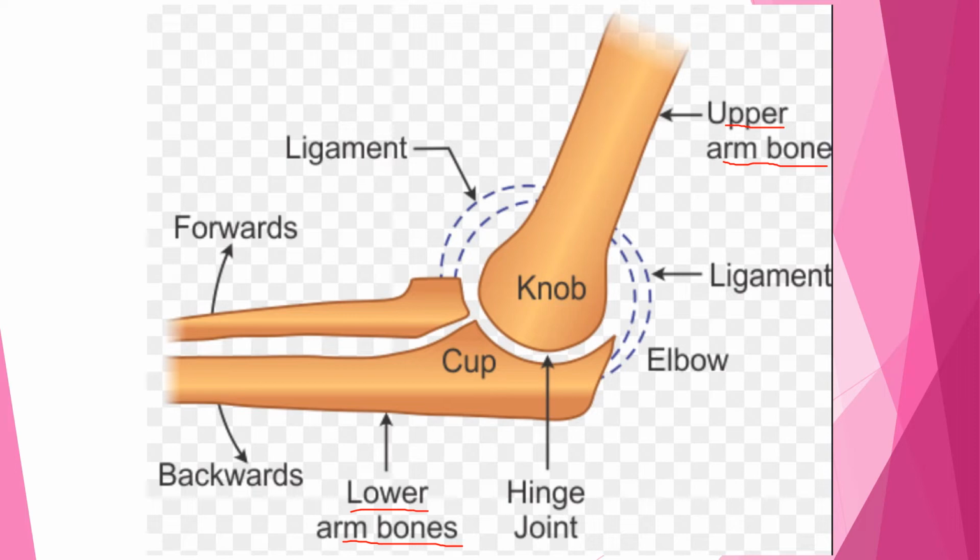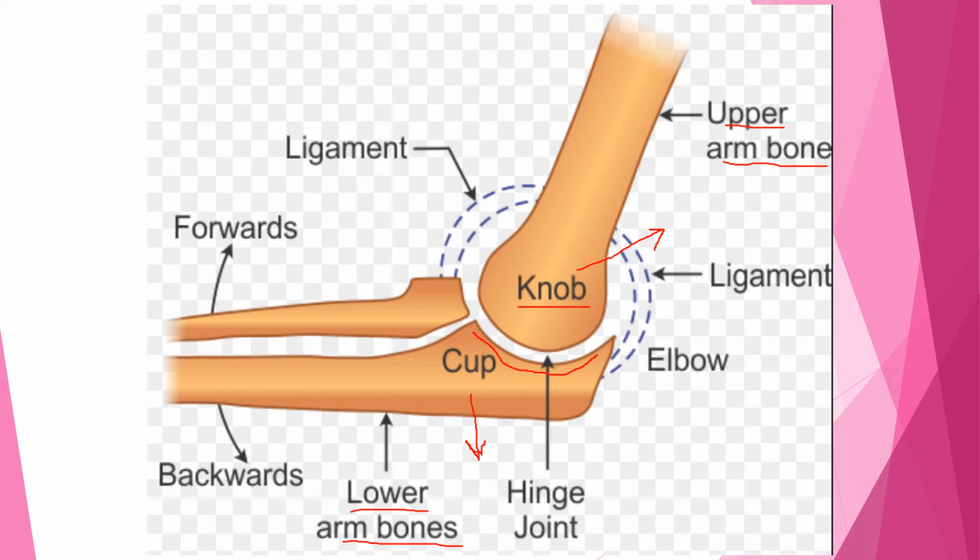You have to note that the upper arm bone has a knob structure, a rounded shape structure at one end, and the lower arm bones have a structure which is called a cup, which is a hollow shaped structure. You have to always remember that when you study the hinge joint, the bones present along the hinge joint will always consist of a knob, and the second bone will always consist of a cup. So the movement will be in such a way that the bone having a knob or a rounded shape structure will remain stationary, while the bone having a cup or a hollow shape structure will move.